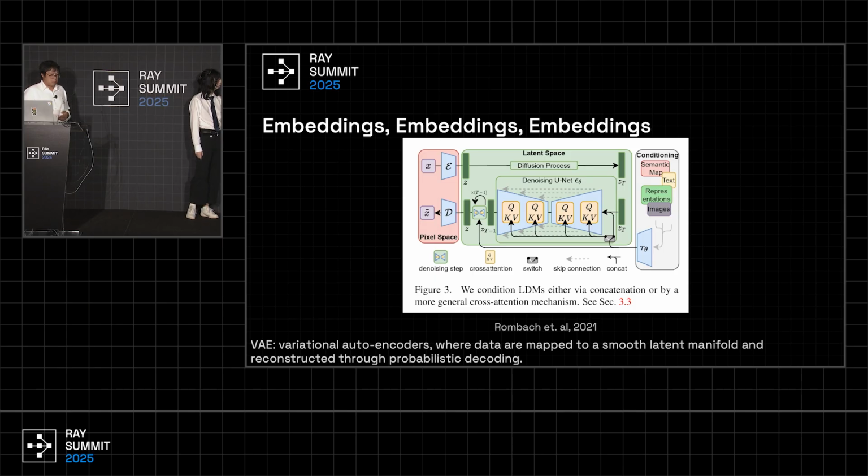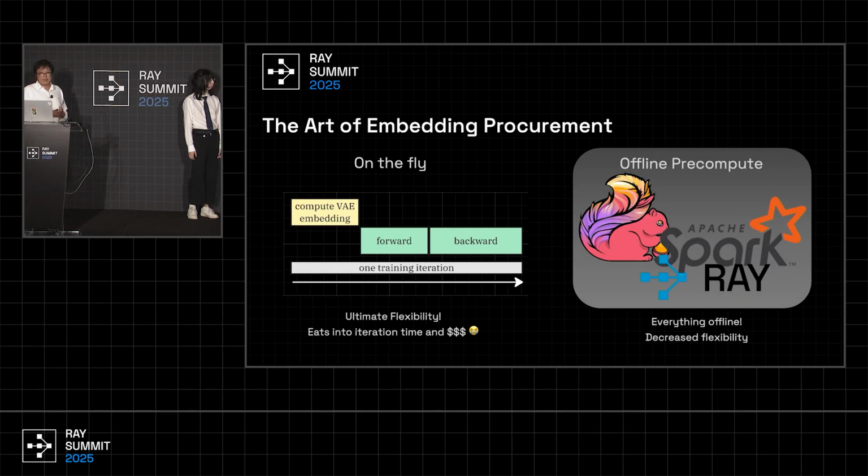High-level speaking, there are two ways to generate embeddings. On the left-hand side, we can, of course, generate embeddings on the fly. It will provide the maximum flexibility. However, it's not the most efficient way to do, because during the model training process, computing VAE embeddings is going to consume our very valuable GPUs, both GPU memory and also the training time, because we want to spend more time on the forward and backward instead of on the frozen model.